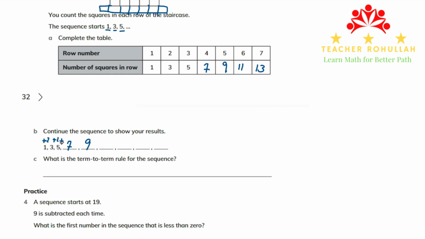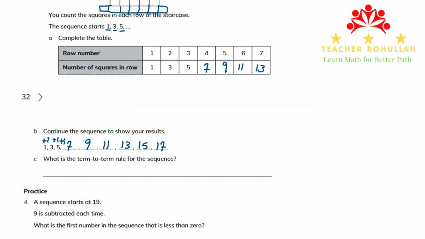We add 2. So 1 plus 2 is 3. 3 plus 2 is 5. 5 plus 2 is 7. 7 plus 2 is 9. 9 plus 2 is 11. 11 plus 2 is 13. 13 plus 2 is 15. And 15 plus 2 is 17.